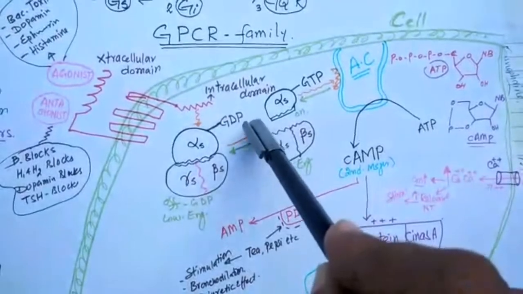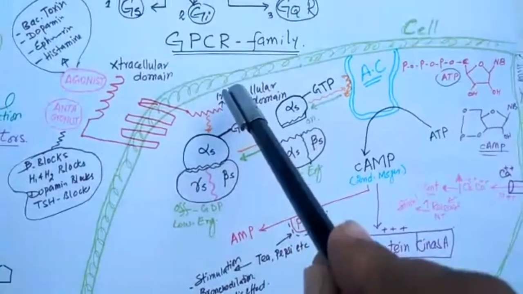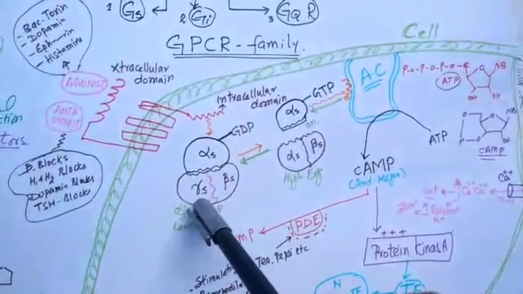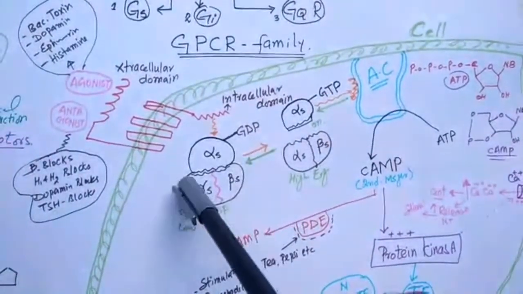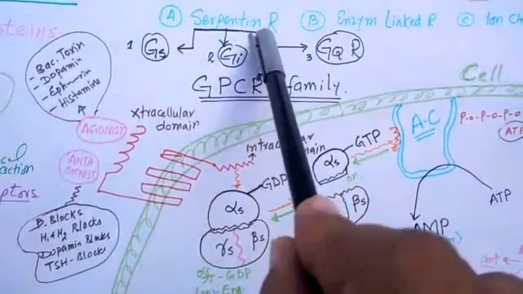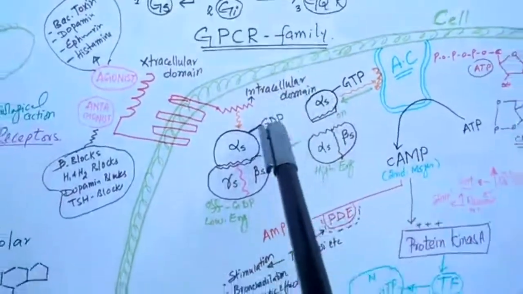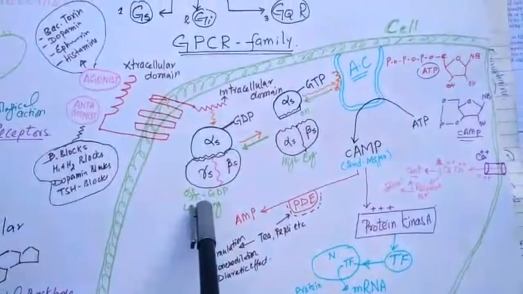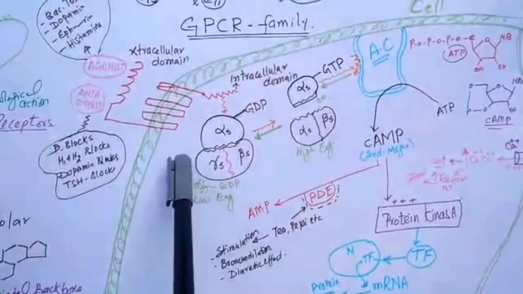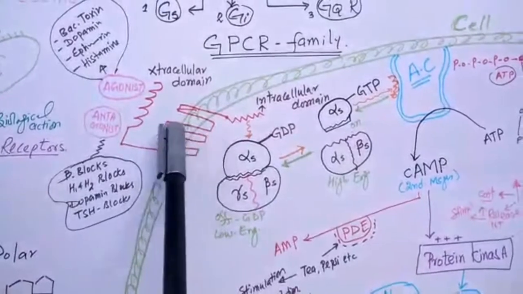But in intracellular signaling in the case of GPC receptor interaction, the involved G proteins are heteromeric, trimeric: alpha, beta, and gamma. In these serpentine receptors, there are three types: GS, GI, and GQ. In this short video, we are discussing the intracellular signaling of the GS protein. This is the GS serpentine protein.